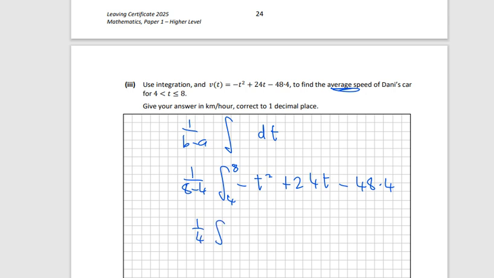Well, it's 1 over 4 anyway. I'm going to integrate straight away. Sorry, we're integrating, not differentiating. The integral is minus t cubed over 3 plus 24t squared over 2, that's 12t squared, minus 48.4t. And that's all between 8 and 4.